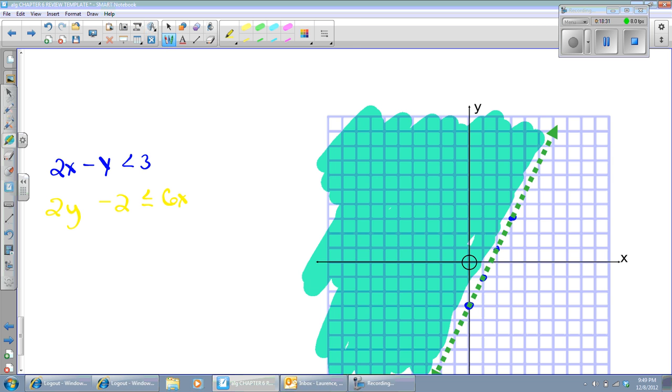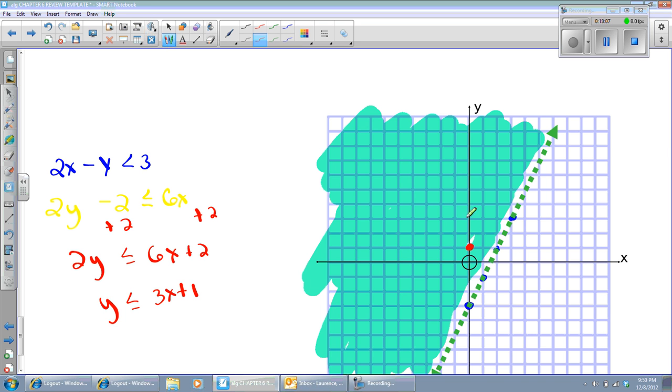Okay. Now, for the yellow one, looks like I'd like to add 2 to both sides. So I'm going to get 2y is less than or equal to 6x plus 2. And I'm going to divide by 2 all the way through, and I'm going to get y is less than or equal to 3x plus 1. So it's going to be a y-intercept of 1.